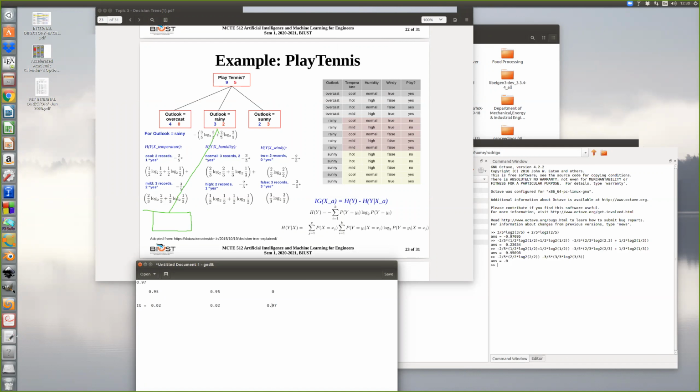Okay, and then another, because how many types of windy are there? In this case, 2, right? And we're only looking at this table. True or false, windy. So windy equals true. Okay, that's one. And then the other one is windy equals false. Okay, that's the next type.